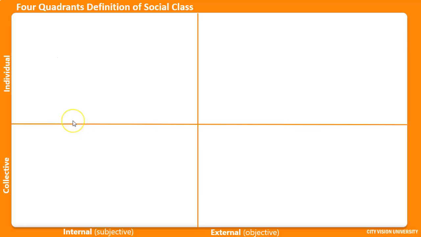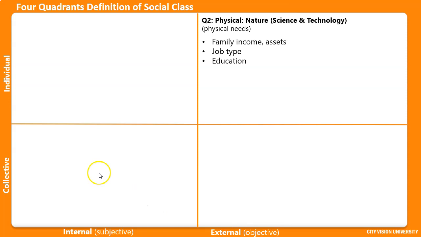So previously I talked about the four quadrants. You have the individual perspective, the collective perspective, the internal or subjective perspective, and the external objective perspective. And what happens is social class almost entirely gets defined in this quadrant here, the external individual perspective. So you're talking about it in terms of family income and assets. So it's about money, right? Or maybe sometimes it's about job type, or it's about education.